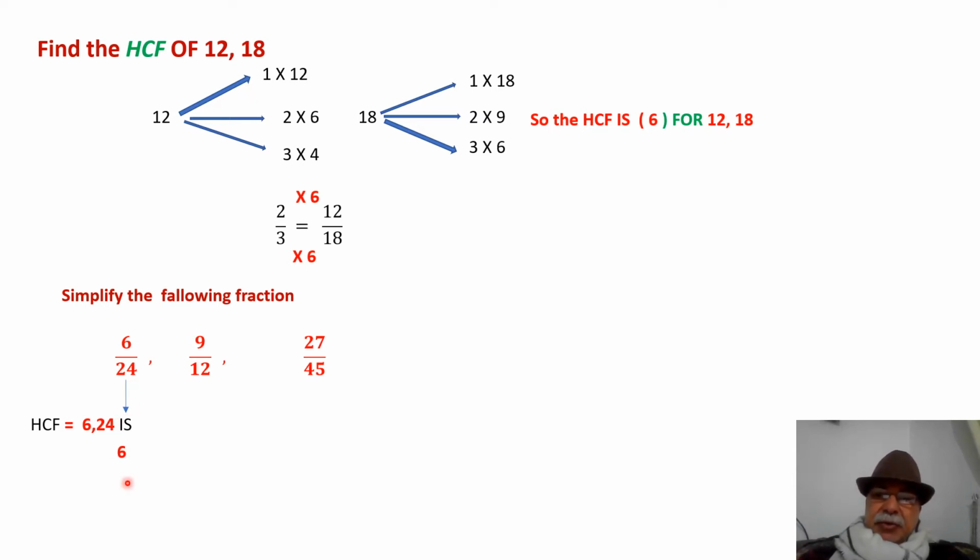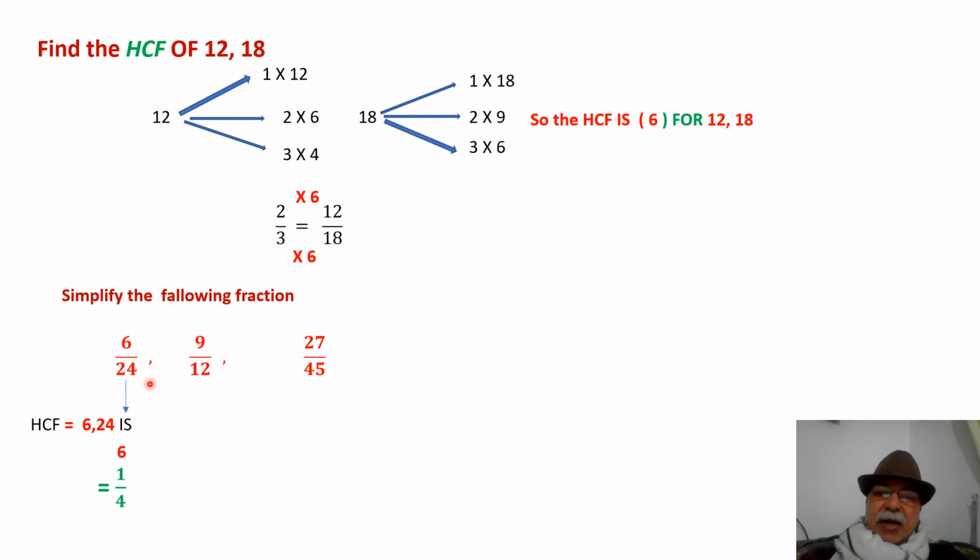Now I will do it like this. Normally, 6 cancelling with 6 becomes 1, and 24 divided by 6 gives me 4. So I simplify this fraction to get 1 over 4.